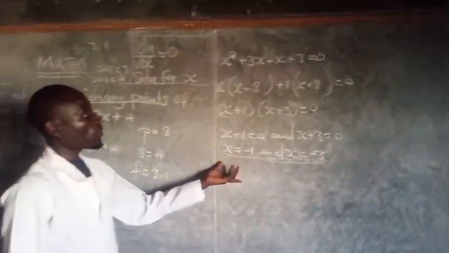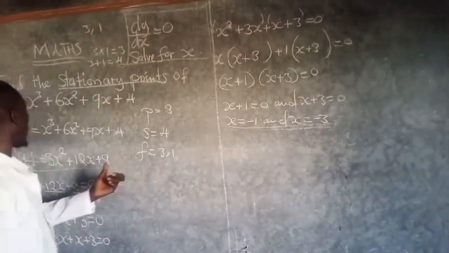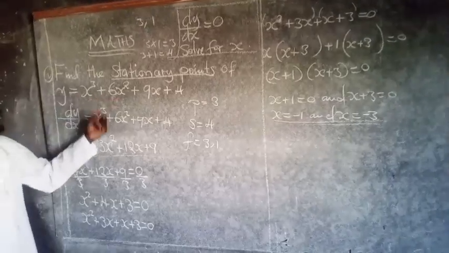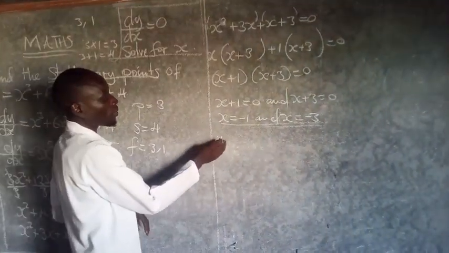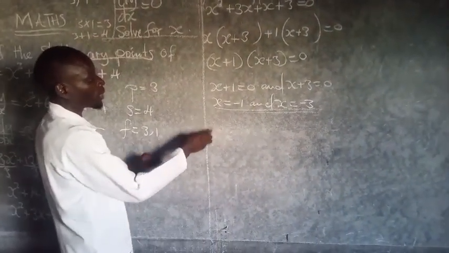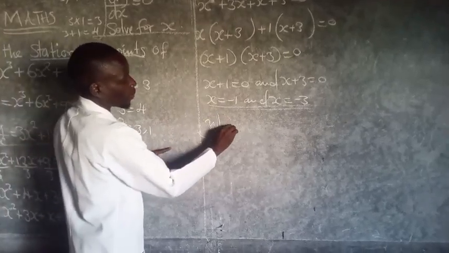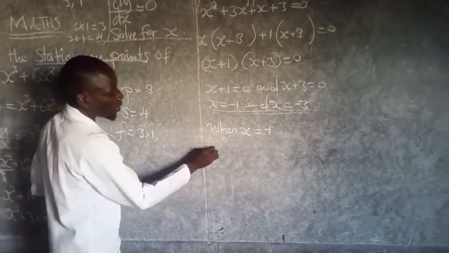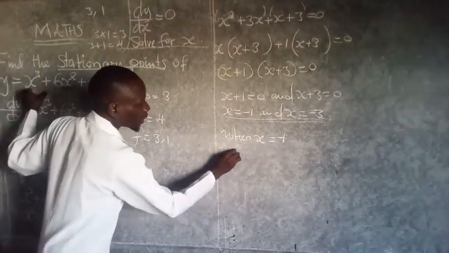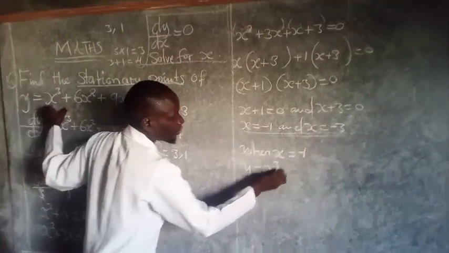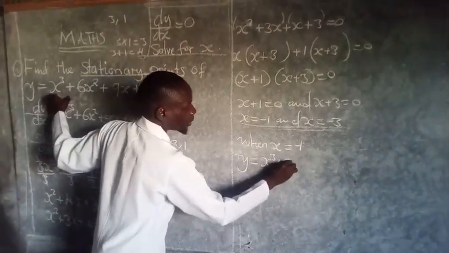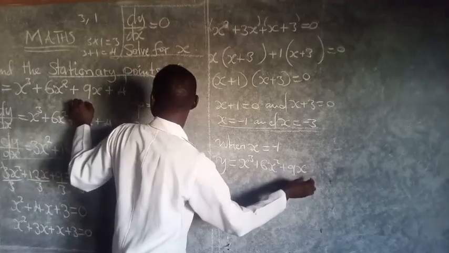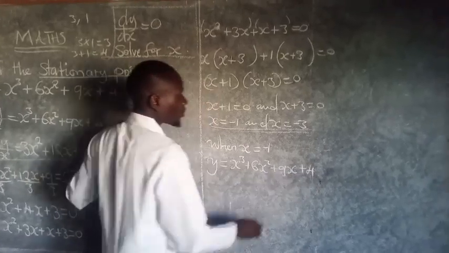Now you need to find the coordinates for y. Finding the coordinates for y, you are going to copy the original question. So you will say, when x is equals to negative 1, then what will be our y? So you write y is equals to x to the power of 3, then plus 6x squared plus 9x plus 4.